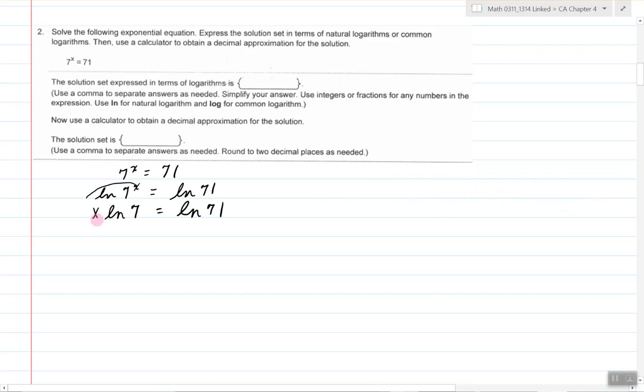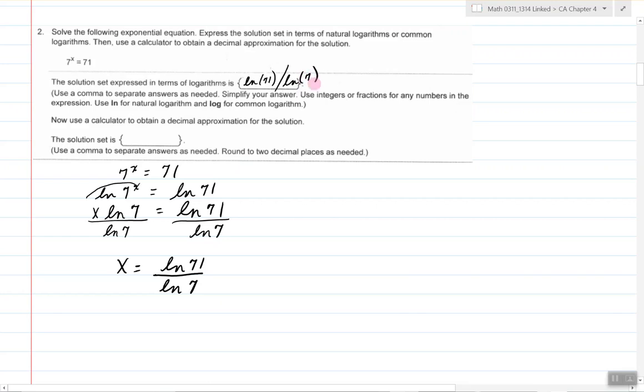Now to solve for x, I would divide by the natural log of 7, divide by the natural log of 7. x is equal to the natural log of 71 over the natural log of 7. All right, now they want me to write it in terms of logarithms. So we have ln 71 divided by ln of 7.